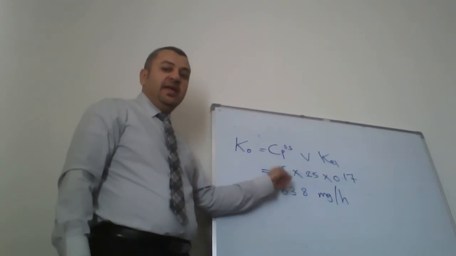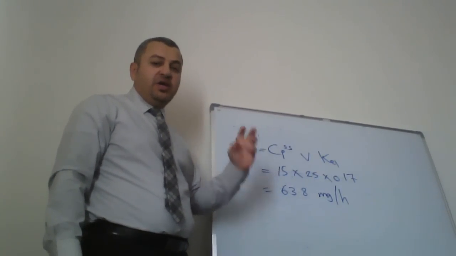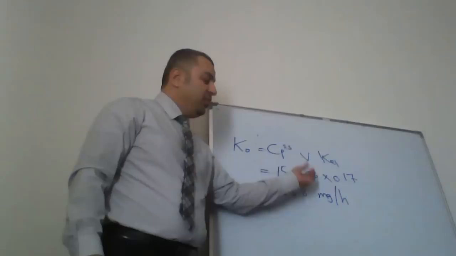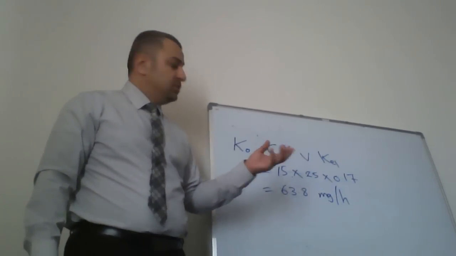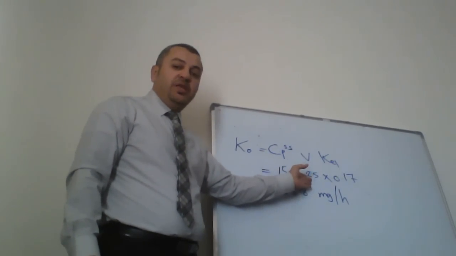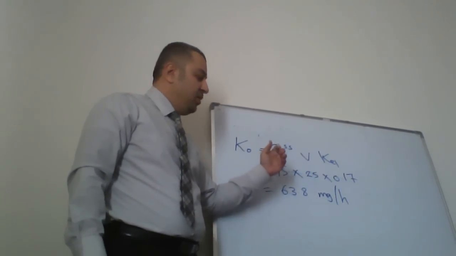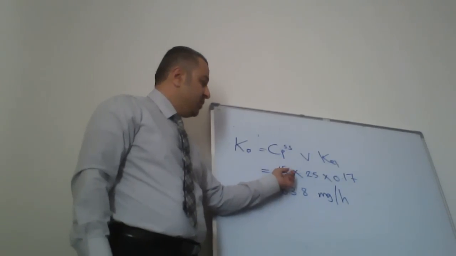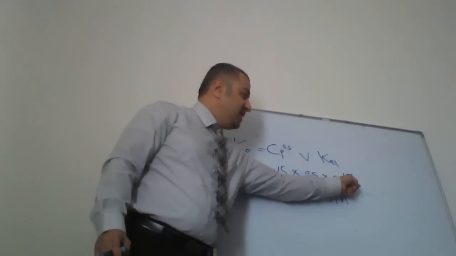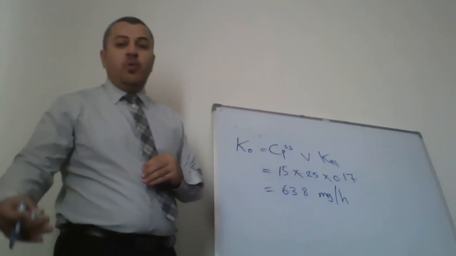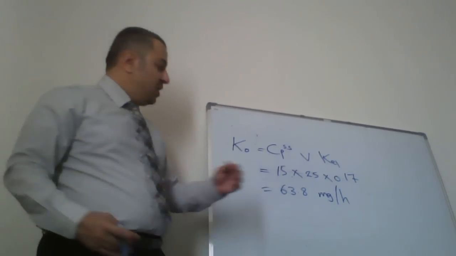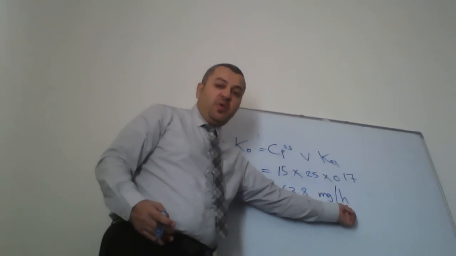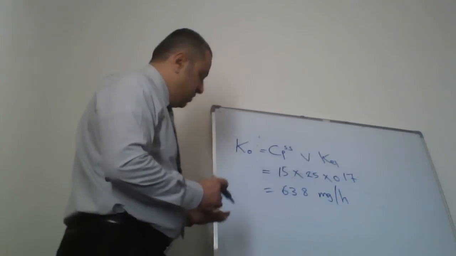Remember that 15 is in milligram per liter, so I have milligram. The volume of distribution is in liter. So I have no problem, liter here and liter here, they will cancel each other. And 0.17 is per hour. That's why you have milligram per hour. Okay? So that's the unit.